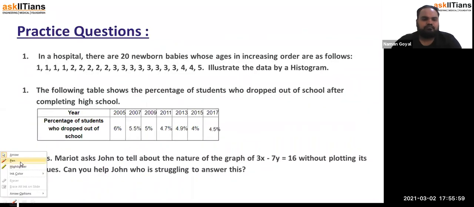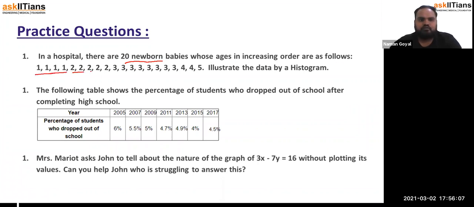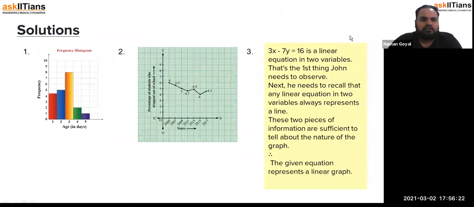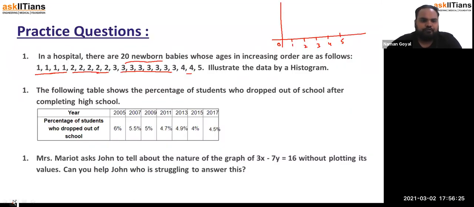Now see, in a hospital there are 20 newborn babies whose ages are in increasing order as follows: 1, 1, 1, 2, 3, 5 times, and 3 like this, and 4 and 5. So what we have to do is draw the histogram, right? So 0, 1, 2, 3, 4 and 5. We have to draw the graph till 1, 2, 3, 4, 5, 6 and 7. We don't have so much space, so it is 7.